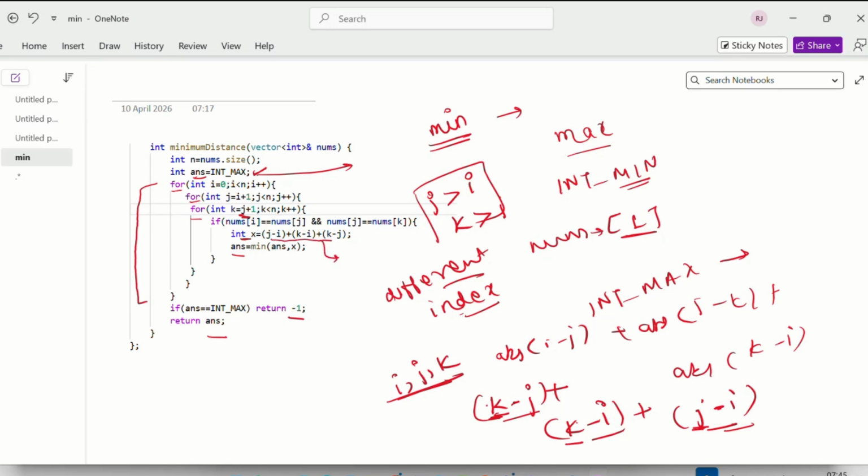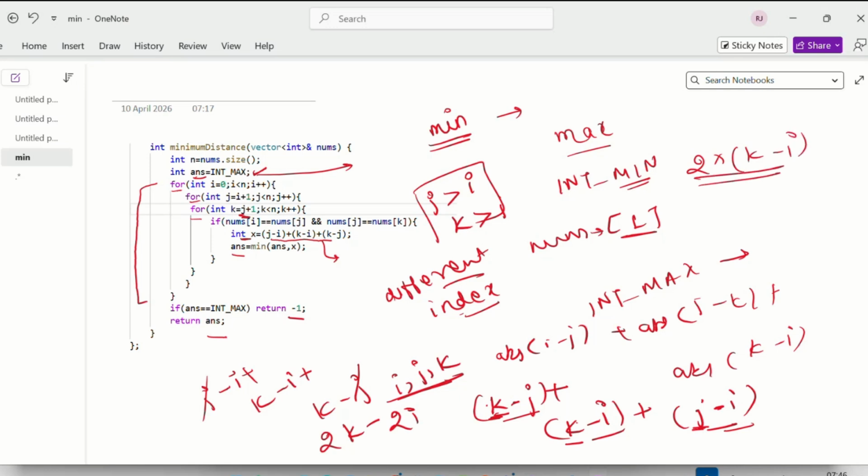write this value also. If you carefully see j minus i plus k minus i plus k minus j, the minus j and plus j cancel and this will equal 2k minus 2i. That means 2 into k minus i. You can do this also in place of this. You will get the same answer only.